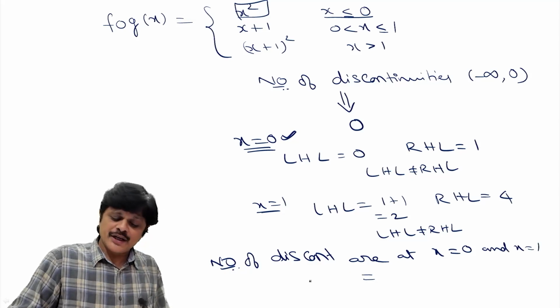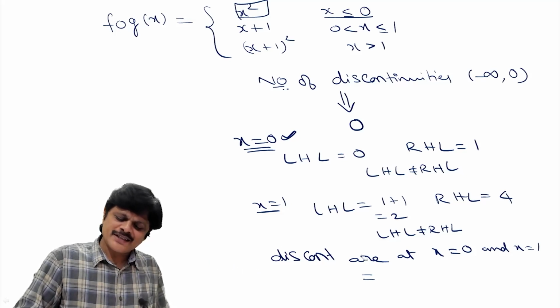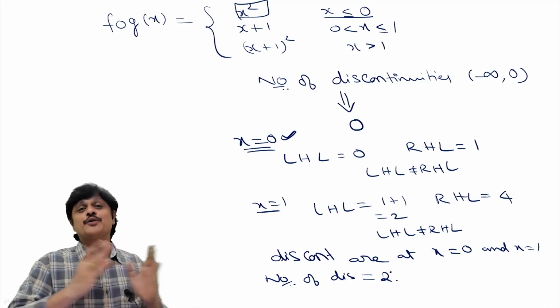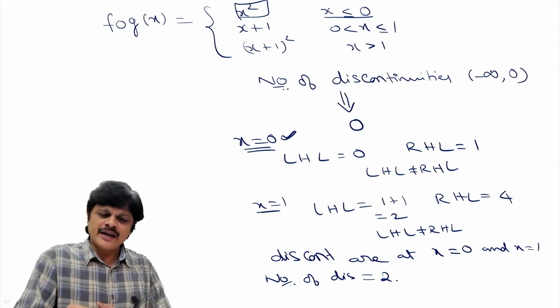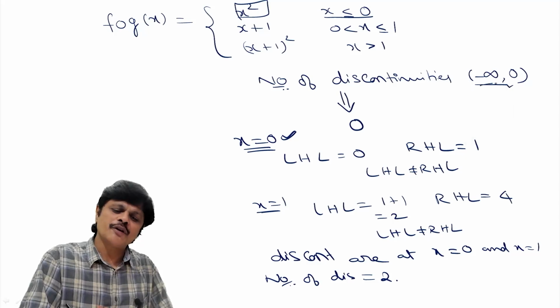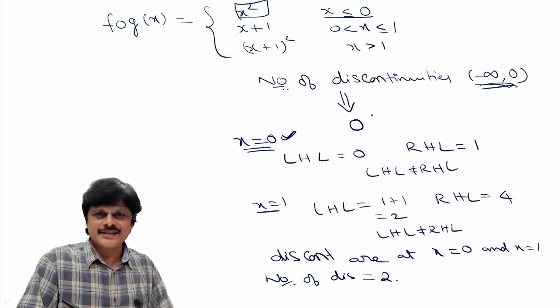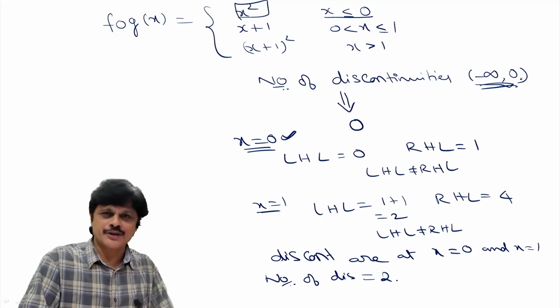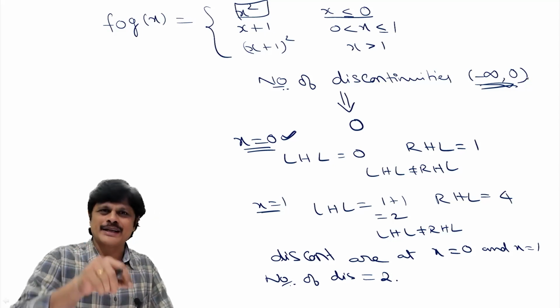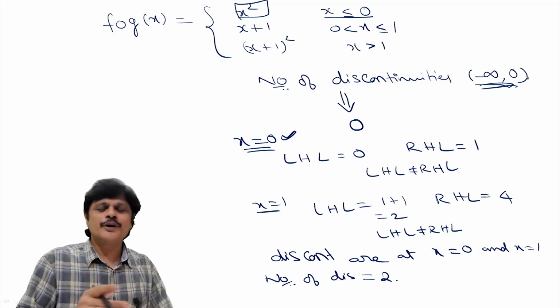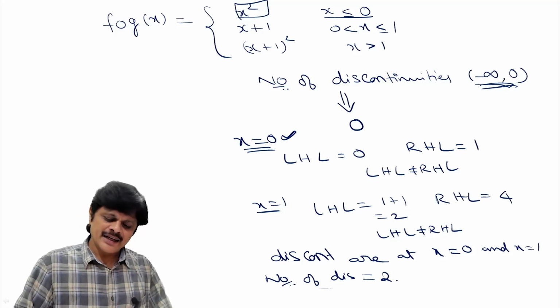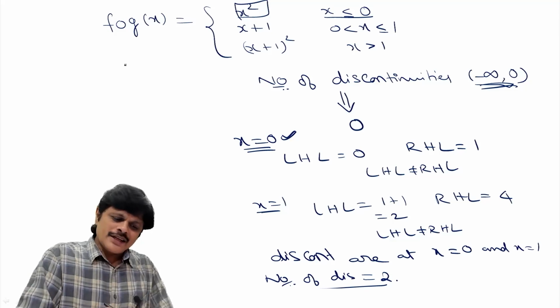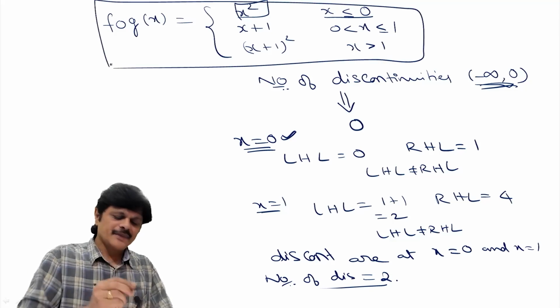Discontinuities are at x equal to 0 and 1. Therefore, if you want to find for the total function, 2 discontinuities are there. But he asked in the interval minus infinity to 0, therefore there are no discontinuities, 0 discontinuities. If 0 were included, we should have said 1. 0 is not included, less than 0 is said, so it is a good function. Is the idea clear? So for that, if you want to answer, first you need to know what is f circle g of x. Am I clear?